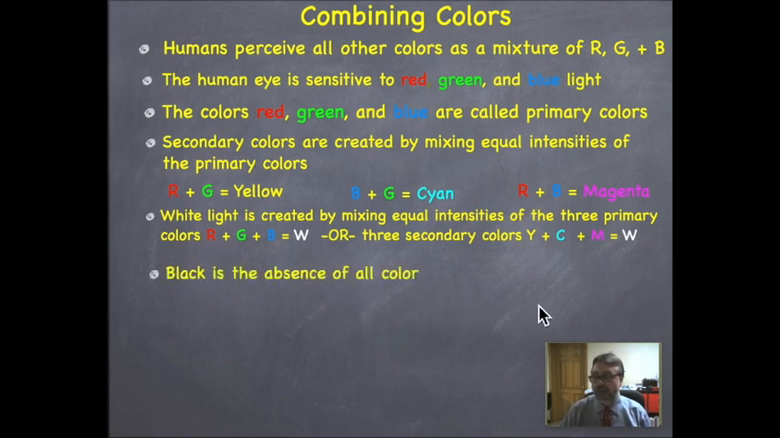What we call black is the absence of color, or the absence of light. Black itself is not light. It's light that has been completely absorbed. So the absence of all light is perceived as black.